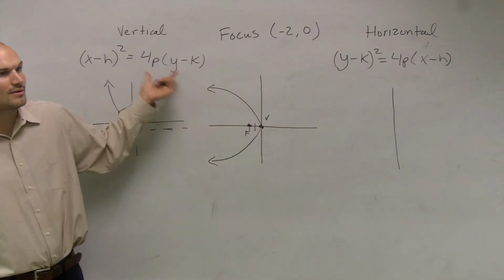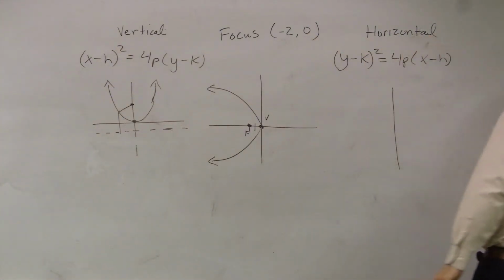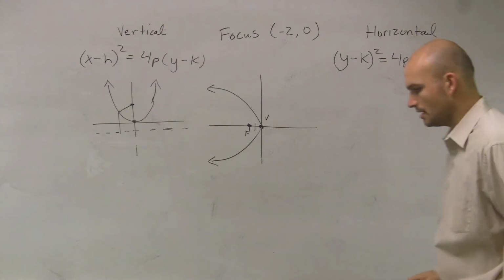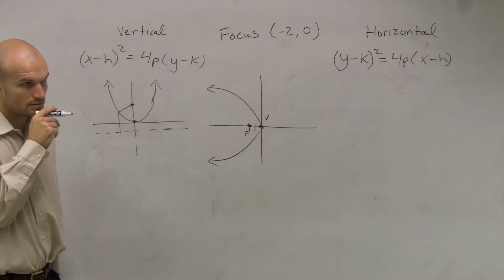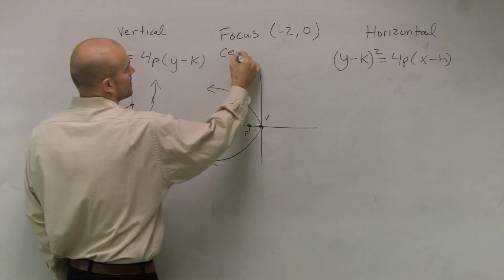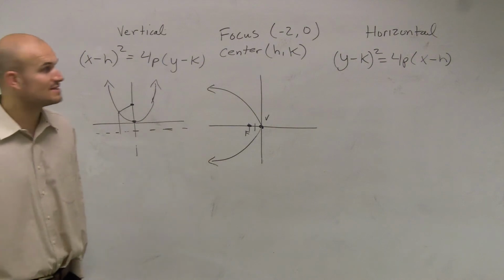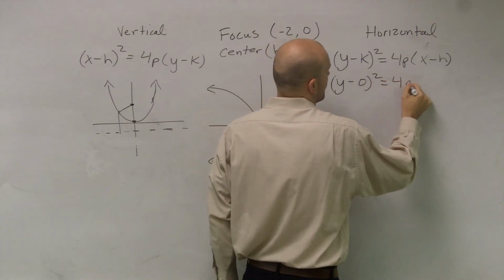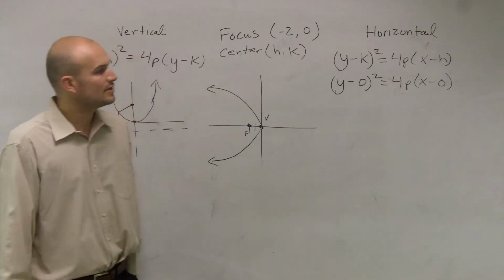So I know it's not going to be a vertical parabola. I'm going to be using this formula. A couple things we need to remember. The center is h comma k, and since our center in this problem is 0, 0, we can say it's going to be (y minus 0) squared equals 4p times (x minus 0). I just wrote this in; you can skip through that.